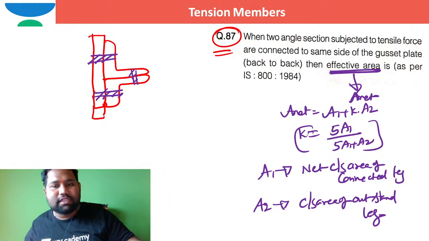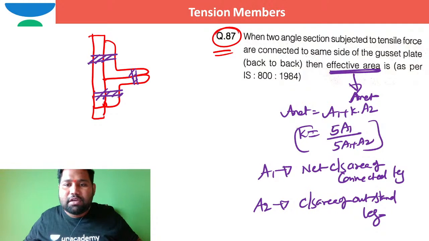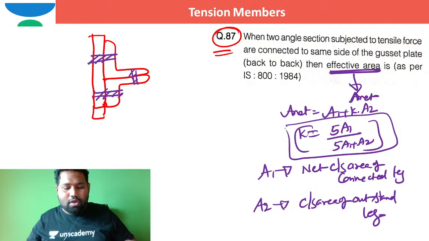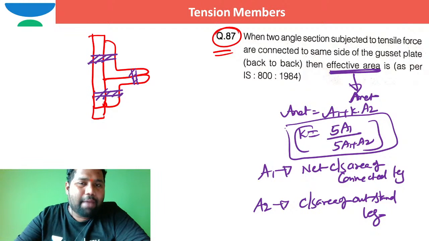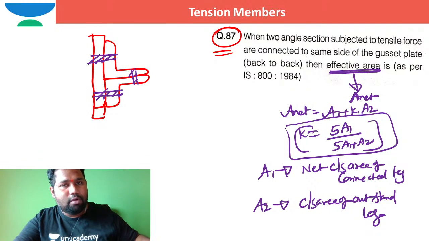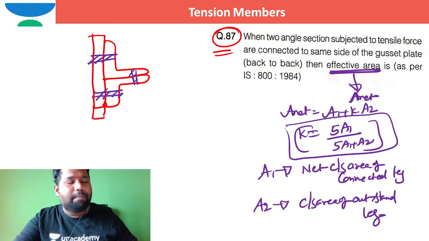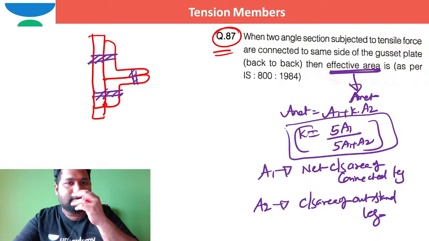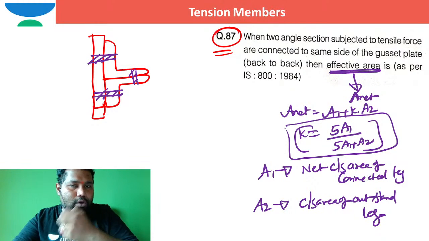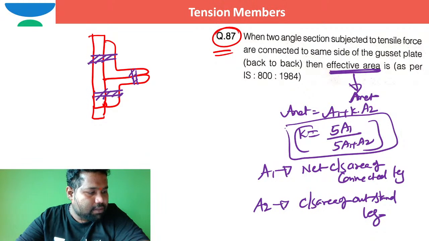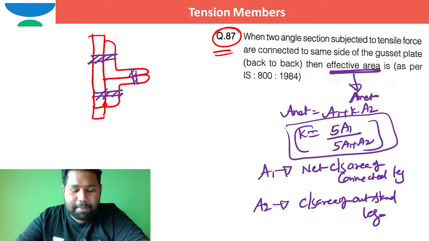So this option will be there, and the option for K is 5A1 by 5A1 plus A2. Like that you need to answer. Now I want to go to the next slide, in which we will tackle compression members. We had completed the clauses in working stress method for all tension members. Okay, we are moving to compression members.